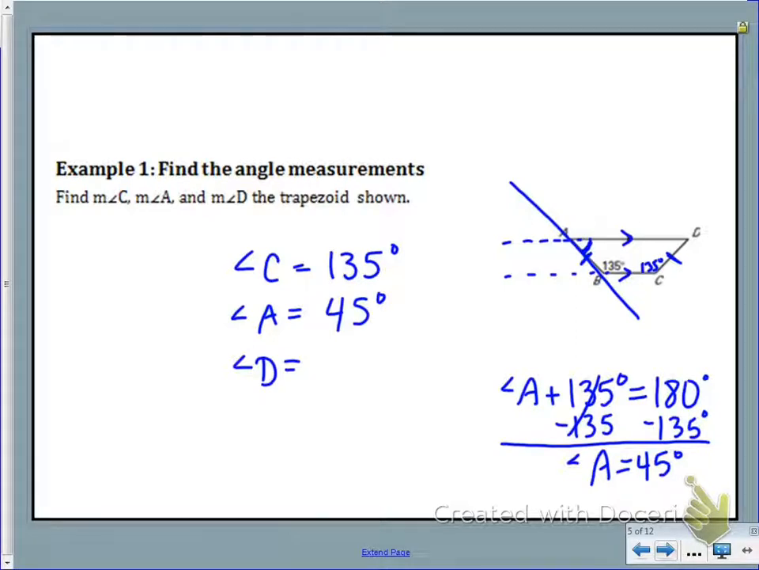Now, we could find angle D in 2 ways. First of all, we know it would be congruent to angle A because it's a base angle. So that would be 45 degrees. The other way to handle it is we know 3 of the 4 angles in a quadrilateral. So we could always subtract those 3 angles from 360 to find angle D. And we would find that angle D is 45 degrees.